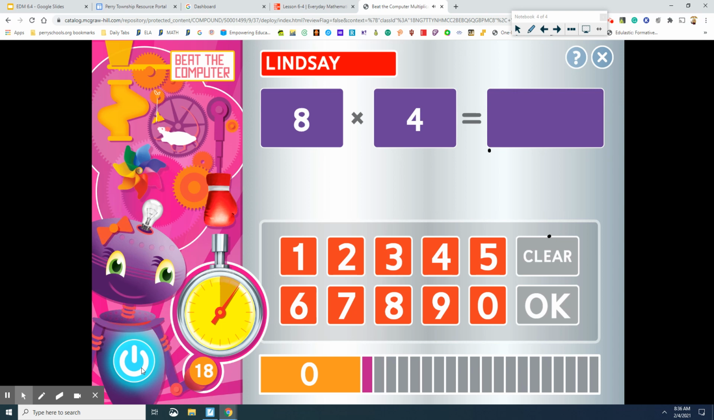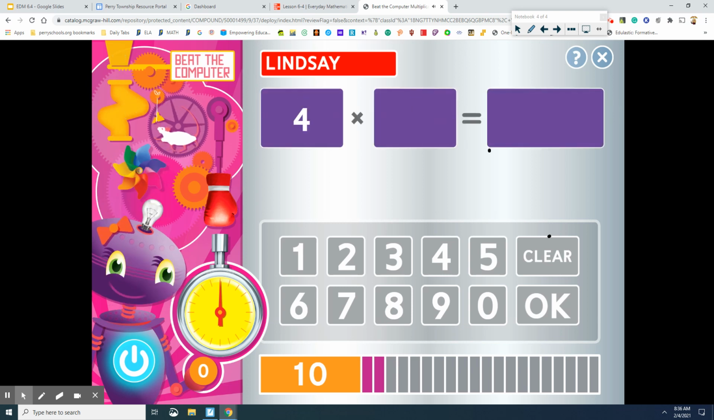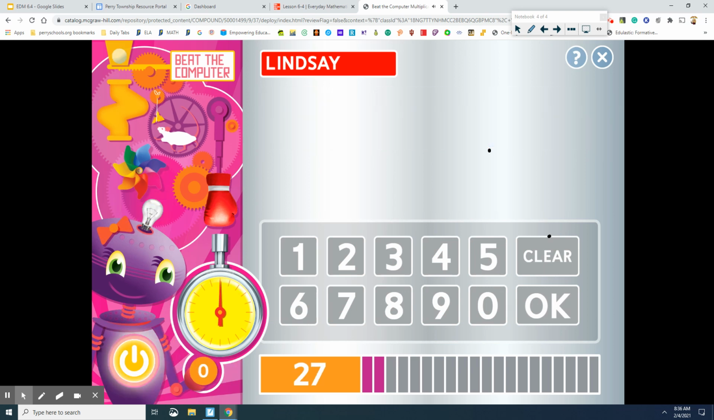So the timer starts and you get the number of points based on how many seconds you have left when you hit enter. So 8 times 4 is 32 and you hit OK. So I get 10 points. Four times 10 is 40. Great job. We'll get a new number.